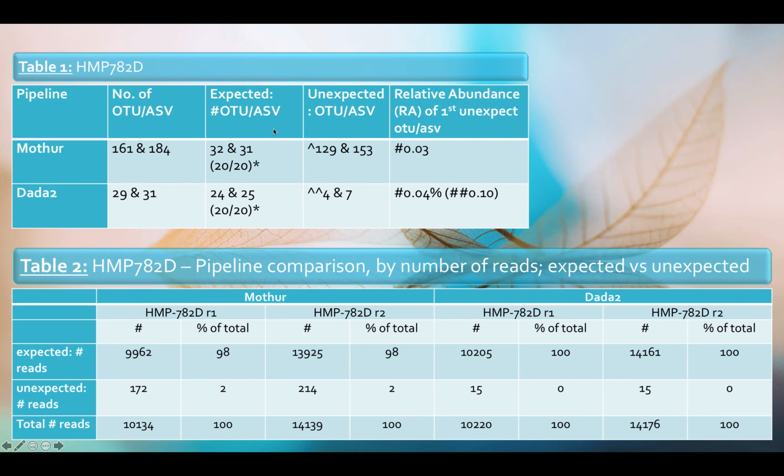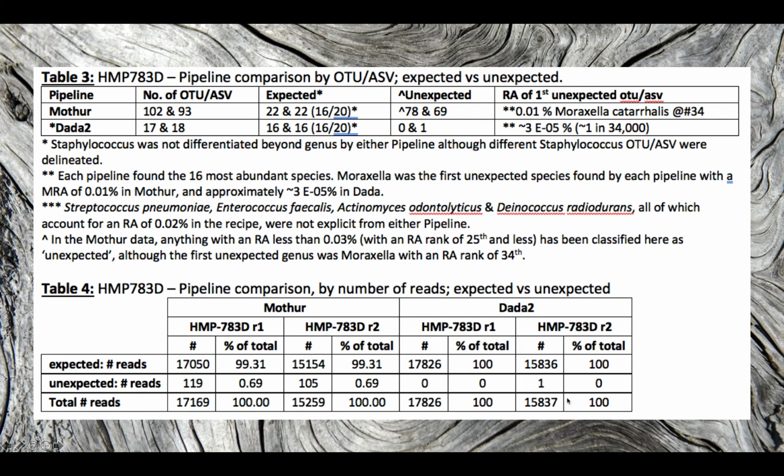Here we've got the same table and another table for the same sample where we've got the total number of reads, and they're quite similar between Mothur and Dada2. Dada2 has less unexpected than Mothur. It's a much cleaner data set that's produced.